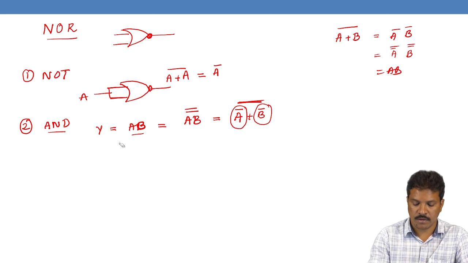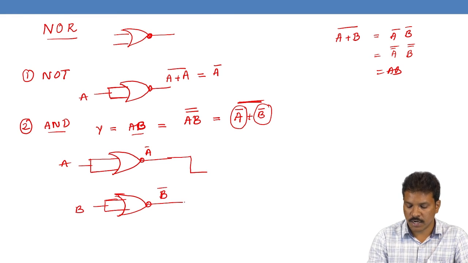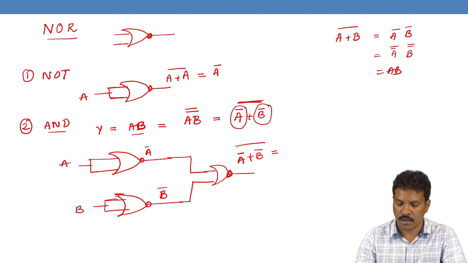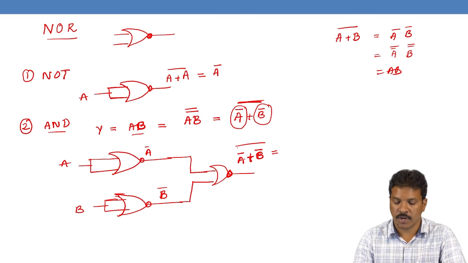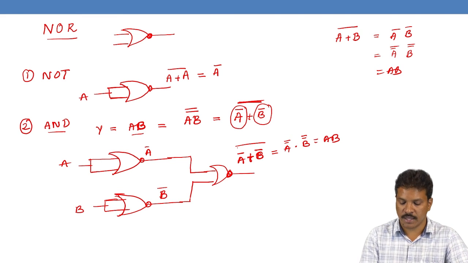Take a NOR gate, another NOR gate. A bar and B bar are connected with a NOR gate. The NOR gate expression is A plus B whole bar. So this can be written, according to De Morgan's law, as A double bar into B double bar, which is equal to AB only. So in order to get the AND operation, we can take three NOR gates.